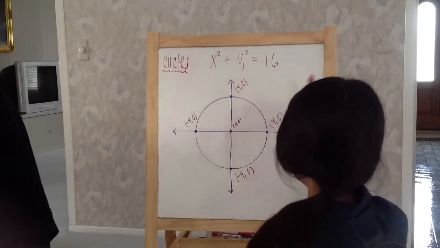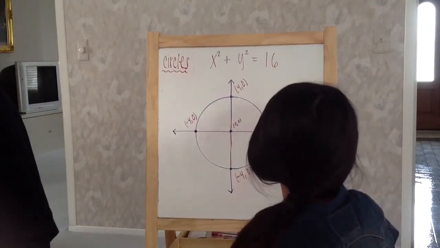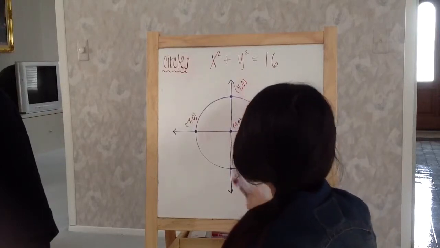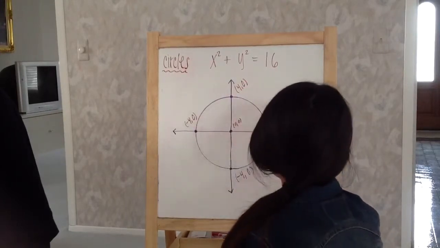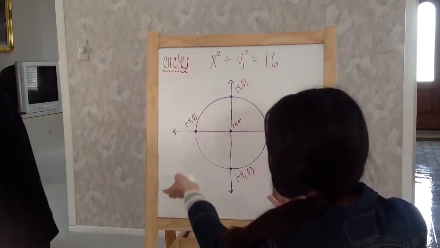which would be 4, because the square root of 16 is 4. So now you know the radius is 4. You plug in 4 points up, 4 points down, 4 points to the left, and 4 points to the right. And then you connect all the dots, which will create a perfect circle like that.